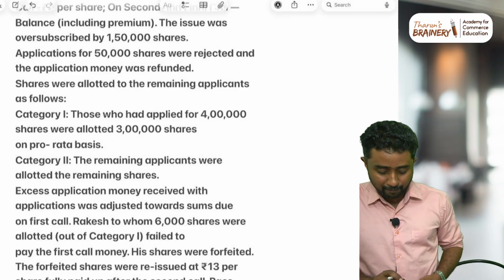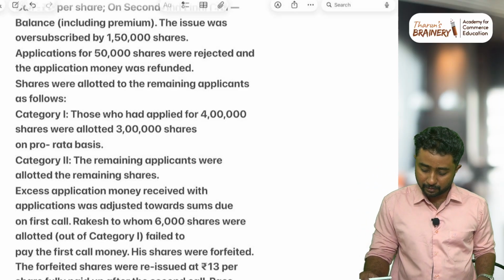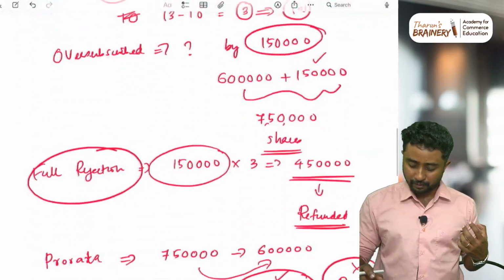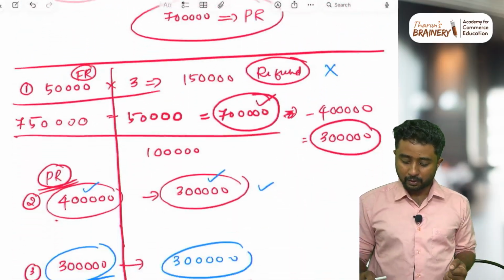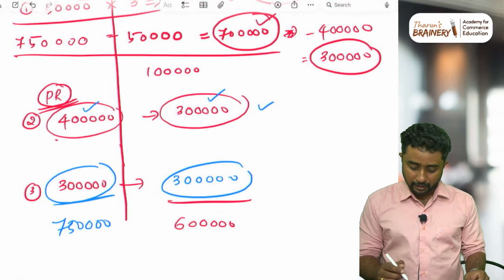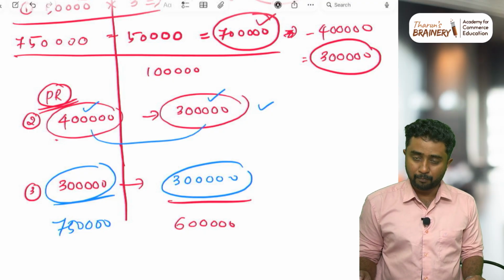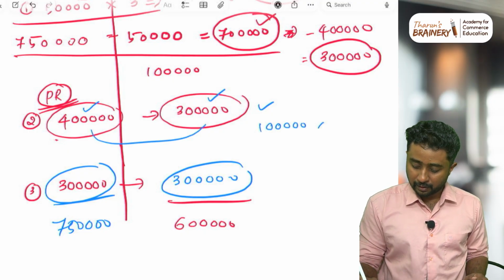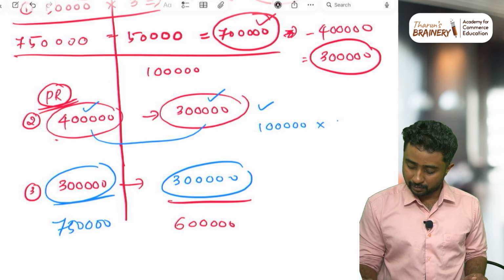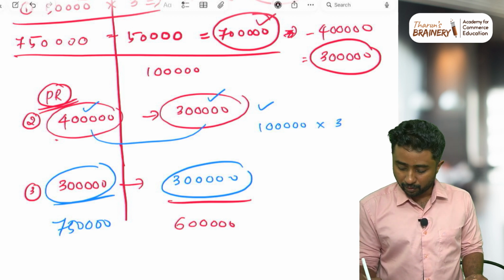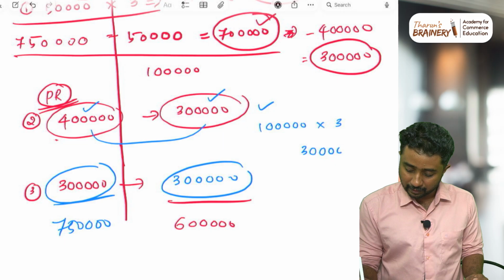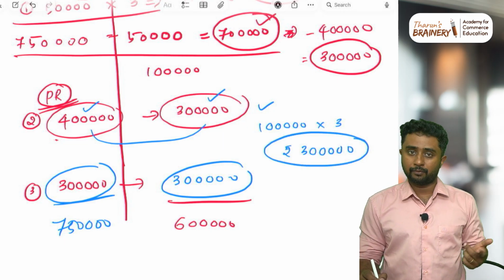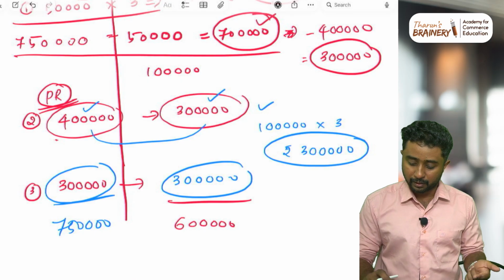Now, excess application money received with the application was adjusted towards sums due on first call. What did I tell? When we are going with pro rata allotment, the extra money, as you can see here, 4 lakh they applied, but they are getting only 3 lakhs. That means 1 lakh shares' application allotment money is with them extra. 1 lakh into 3 is how much? 3 lakh. This 3 lakh rupees, are we going to refund?